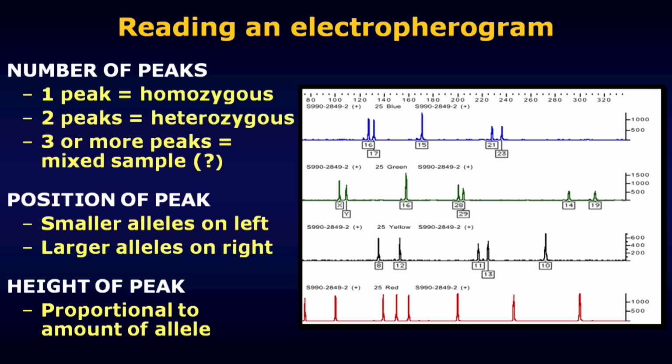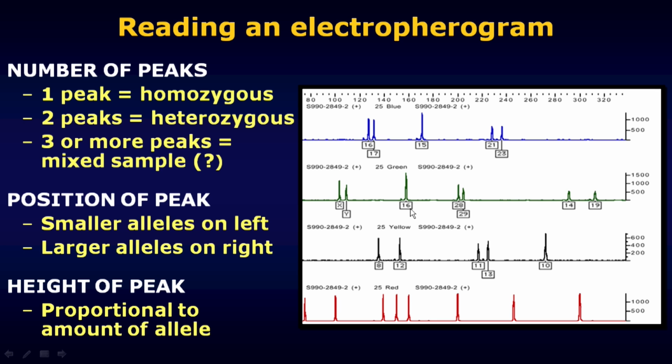And the heights of the peaks is something that can give us some interesting insights into a sample. Ultimately, the height of a peak is proportional to the amount of DNA that gave rise to that particular peak in the PCR amplification. So let me draw your attention here to this locus.